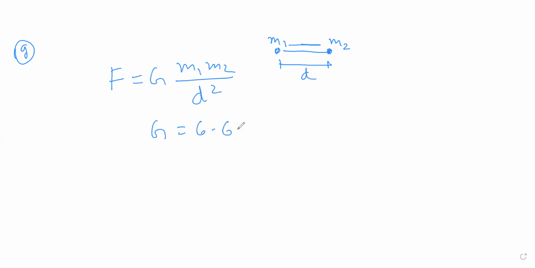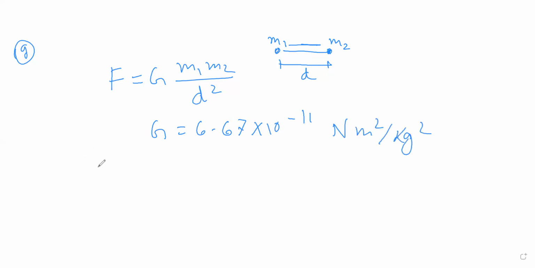So if we have an object M1 and another object M2, and there is an attraction force going on, we can call it a gravitational force, and the formula will be G M1 M2 over D square. What is D here? D is the distance between the two objects, right? And this value G is constant, 6.67 into 10 to the power minus 11 Newton meter square per kilogram square.